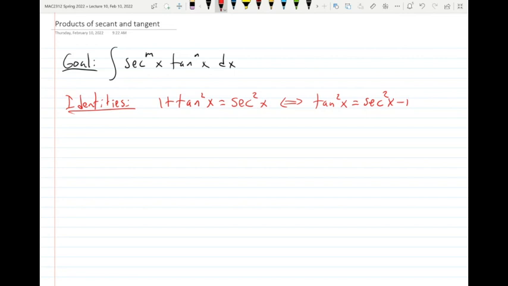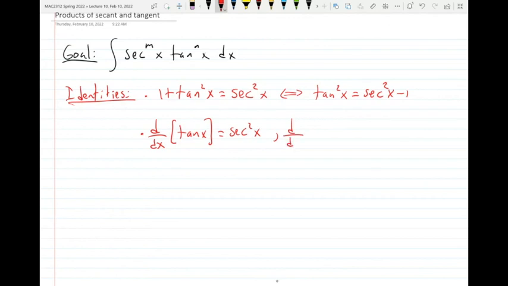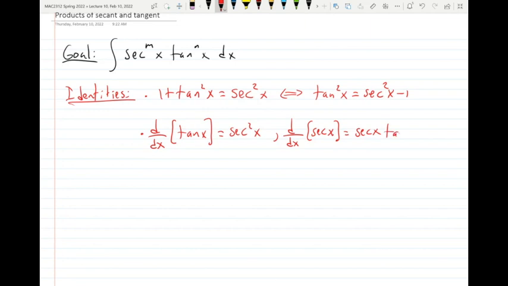So you can go back and forth, just like we can between sine and cosine, you can between tangent and secant, okay? As long as the power is even, that's what this is telling us. It's also important to remember the derivatives, because remember, each derivative formula gives you an integral formula. So what's the derivative of tangent? Secant squared. And what's the derivative of secant? Secant tangent. Okay? So if you need to integrate secant squared, what's the answer? Tangent. If you need to integrate secant times tangent, that's it, right?